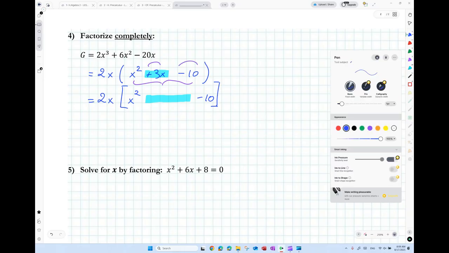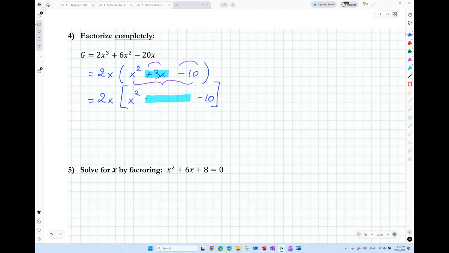And I've got that if I have 5x minus 2x. See, 5 times negative 2 is negative 10. 5 minus 2 is 3x. Then I can factor by grouping.